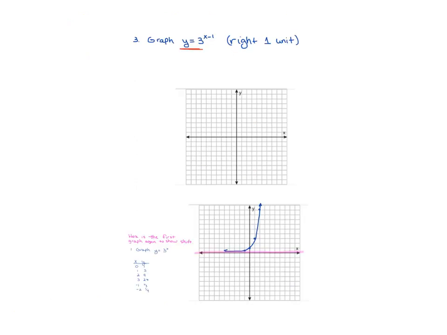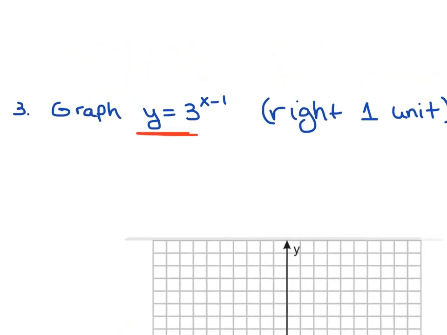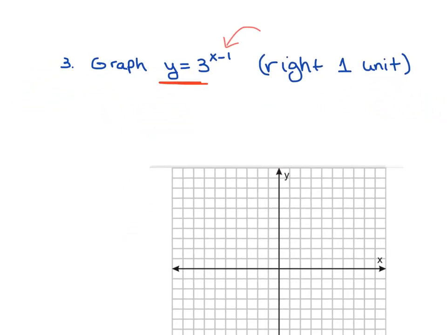The next one, this one's also a shift. Now, when it's being added or subtracted to the base, that's the shift up and down. When it's added or subtracted in the power, that's when it's the shifts left and right. And just like before, it's opposite. So it looks like it's -1 and you would think left to the negative numbers, but it's opposite. So really it's going to be a shift of 1 unit to the right.